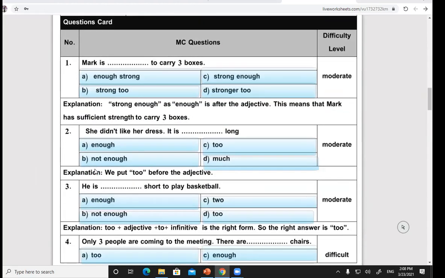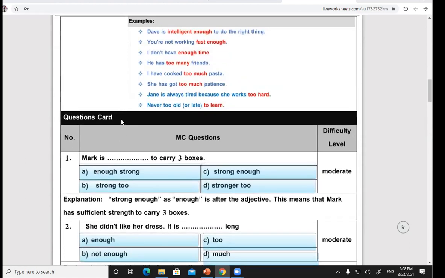Now we are going to answer the question. Okay, I'll explain again, and just to make you understand, I say Dave is intelligent enough to do the right thing. She's intelligent enough, good enough. So enough here comes after. You are not working fast enough.